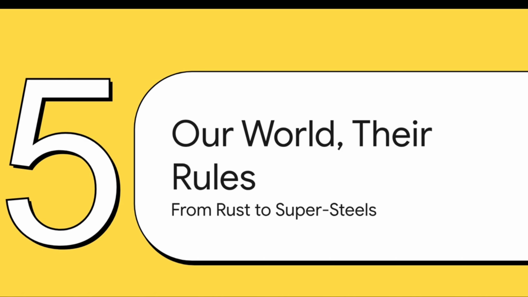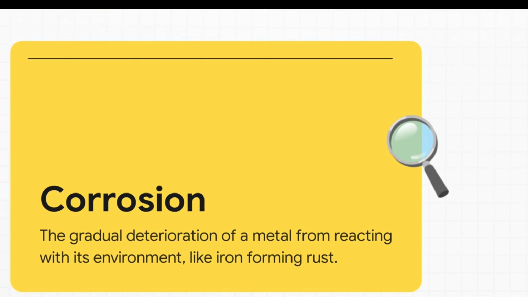Let's see how this all plays out in the real world. Ever seen a rusty old car or a rusty nail? That's corrosion, and it's the direct result of a metal's chemical personality, that deep-seated desire to give away electrons. Iron just can't help but react with the oxygen and water in the air, and it slowly turns into iron oxide, which we call rust. It's a perfect, if a little destructive, example of a metal's chemical reactivity in action.